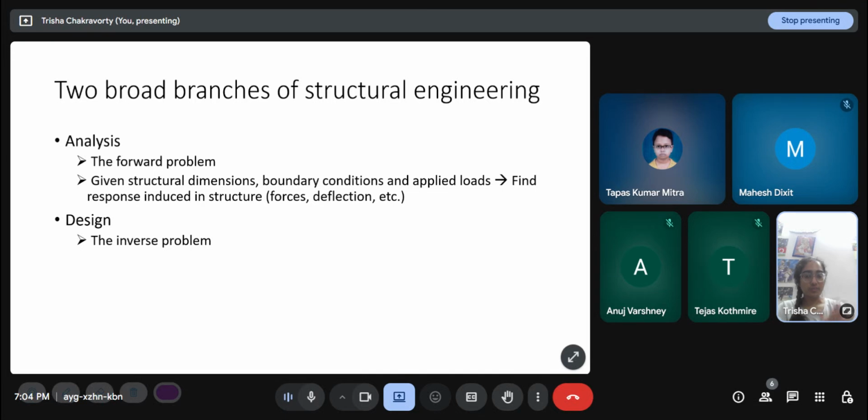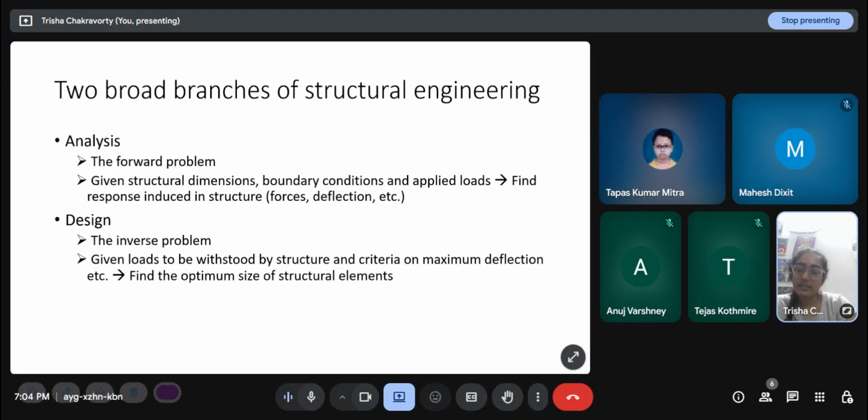Analysis and design are not the opposite of each other. Analysis and design generally go hand in hand. So in design, we are given loads to be withstood by the structure and some criteria on maximum deflection, etc. And we have to find the optimum size of structural elements. Now for design, we are given the overall loads to be withstood by the structure, like the wind load or the dead load, but then we have to assume a structural dimension, structural material, structural arrangement, and then we have to carry out an analysis to see what is the response being induced.